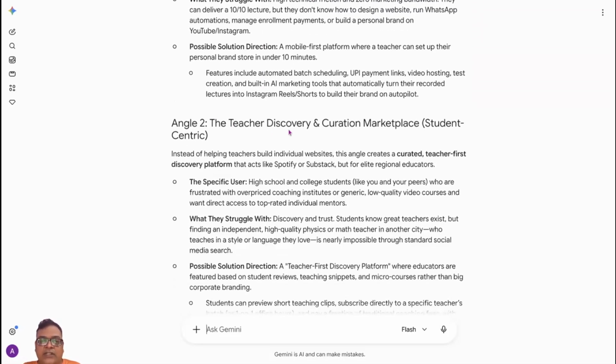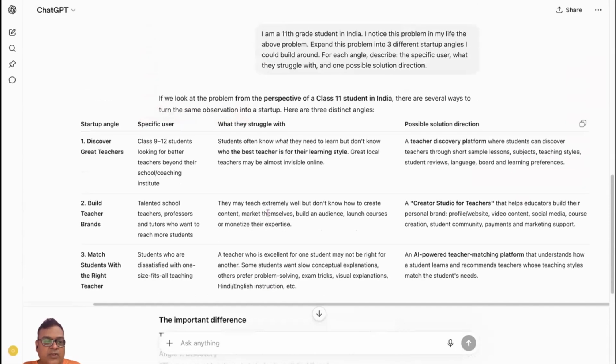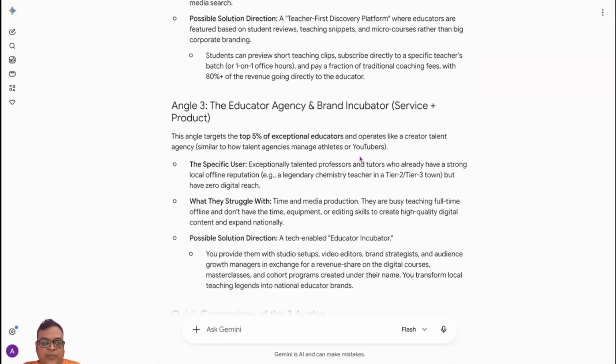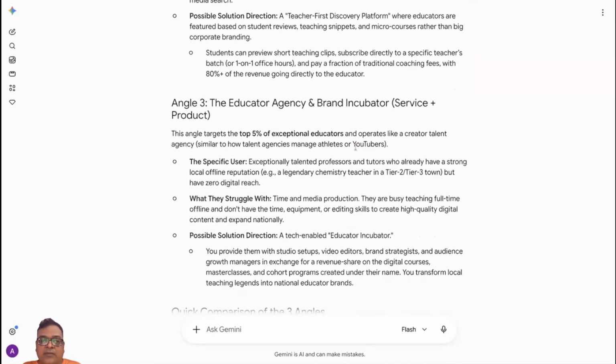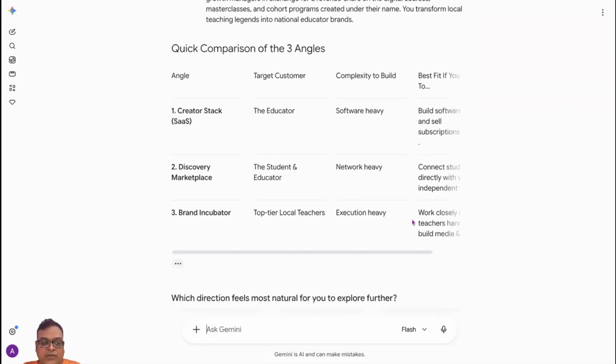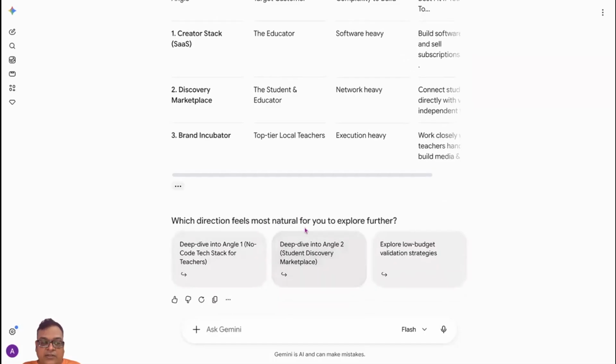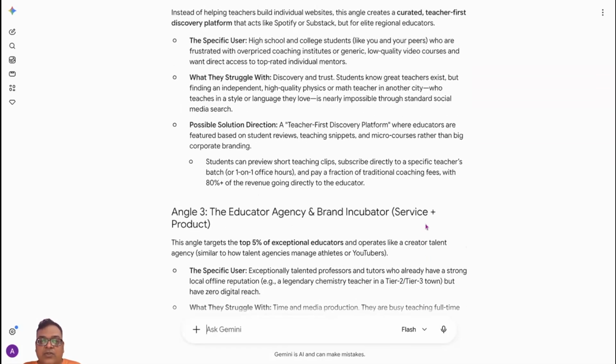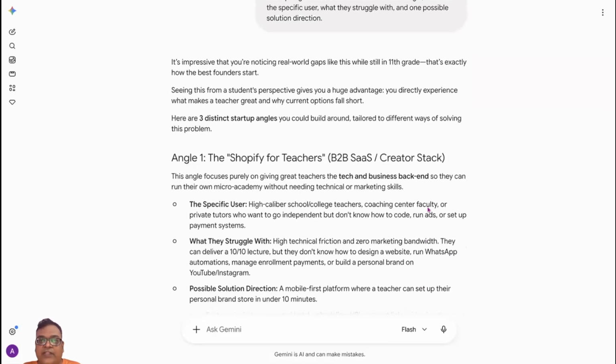Similarly, angle 2, the teacher discovery and curation. So if you may go back to, so there was discover great teachers, right? Okay. And the educator agency and brand incubator. Let's see. So there's a quick comparison that it has done. Wonderful. And right, so here it has actually given implications. So if you deep dive into angle 1, no code tech stack for teachers. Angle 2, student discovery. Okay, wonderful. So we can choose any of them.